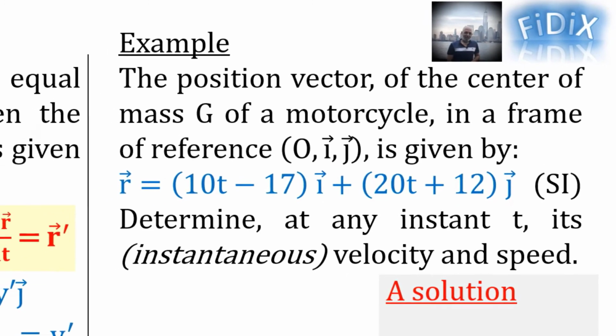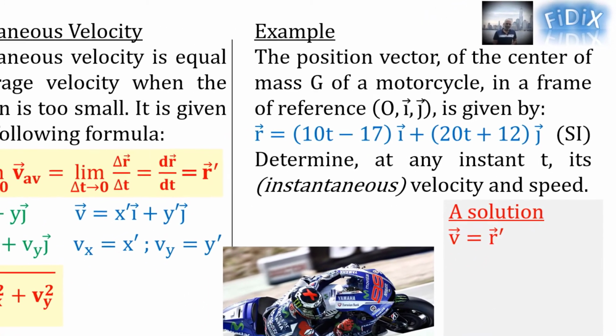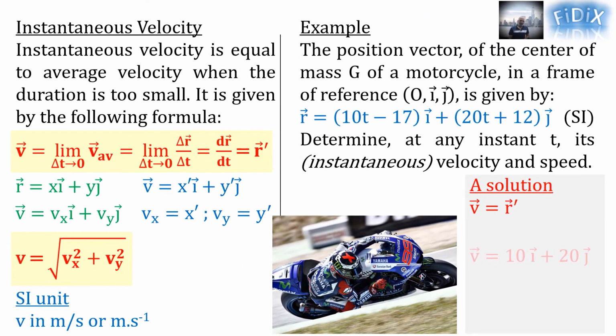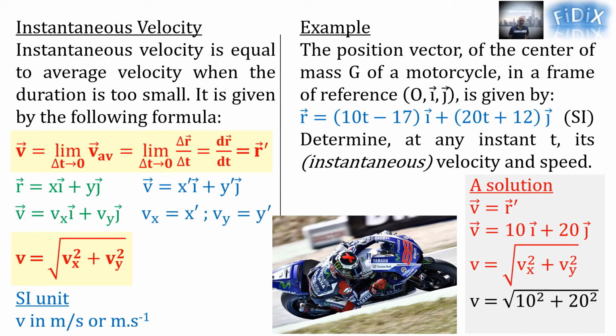To solve the problem, we start by writing the formula v equals r prime, then we differentiate r with respect to time and get the instantaneous velocity v equals 10i plus 20j. For the speed, we also apply the formula v equals square root of vx squared plus vy squared, and calculate and get the answer v equals 22 meters per second.